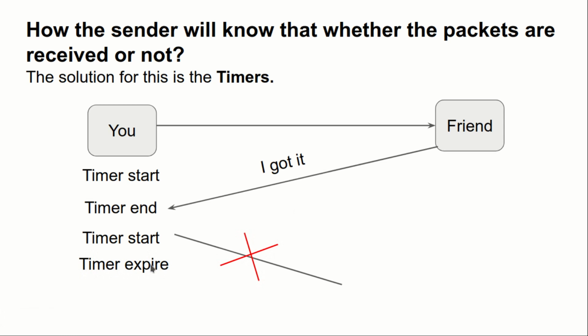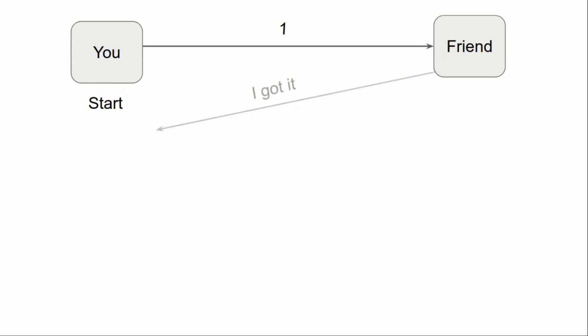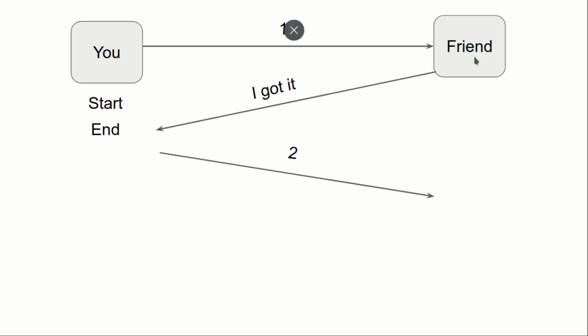So let's take another example in which the data will be received by your friend, but the response will not be received. Let's take this in another scenario. You have a computer and you are trying to send data to your friend, and you send a first packet. After that, the timer will start. Your friend will give you the response that I got this packet. After that, the timer will end. Now you send another packet. That will be the second packet, and it is received at your friend's computer.